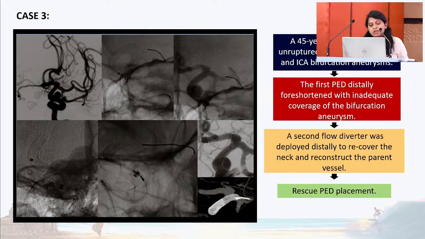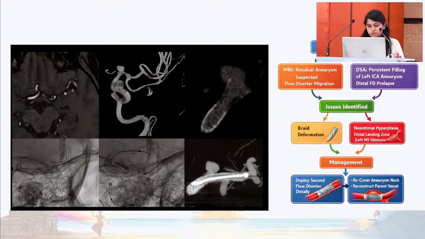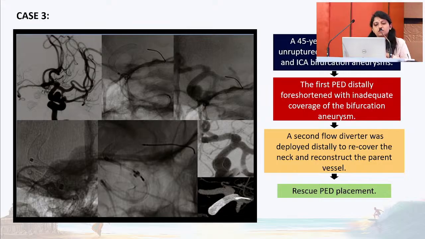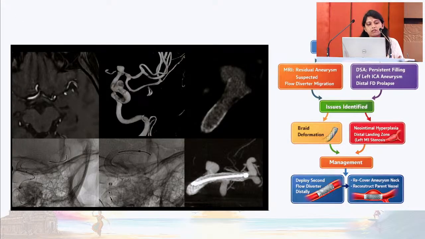This image shows multiple ICA aneurysms in which the first FD was unable to cover the left ICA bifurcation aneurysm due to slippage into the aneurysm. Hence another FD was placed distal to it. This patient at 7-month follow-up showed a suspicious slippage of the FD into the aneurysm, with flow diverter braid deformation. On the angiogram there was persistent filling of the aneurysm with left M1 involvement due to neointimal hyperplasia, which was overcome by placing another FD distal to this.